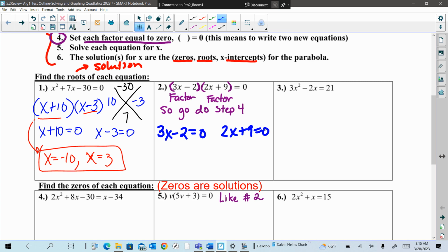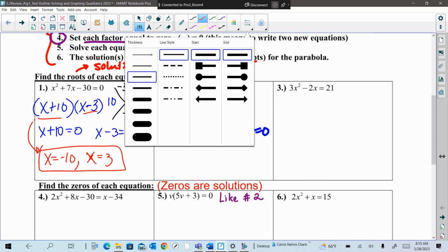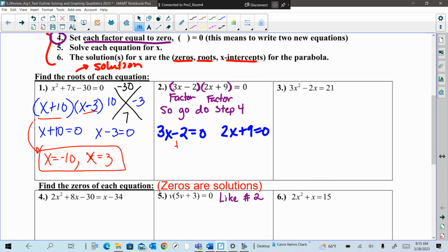Now you're solving for x. So to solve for x here, on the first set, you needed to add 2 on both sides. You get 3x equals 2. So your x is 2/3. Are we okay on that? So here, x is going to equal what for this other value? Yep, negative 9/2.